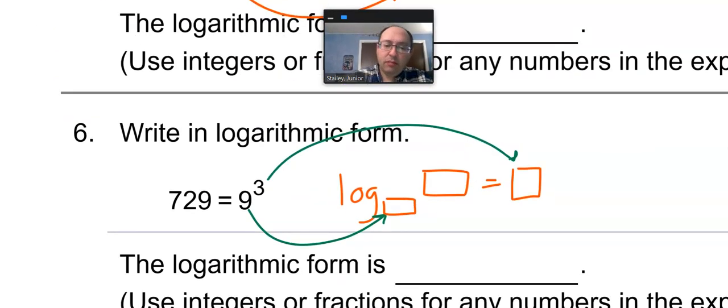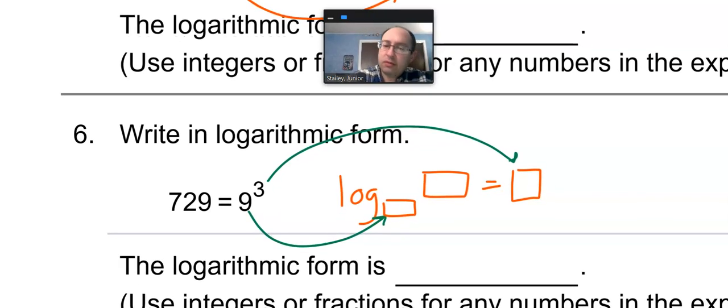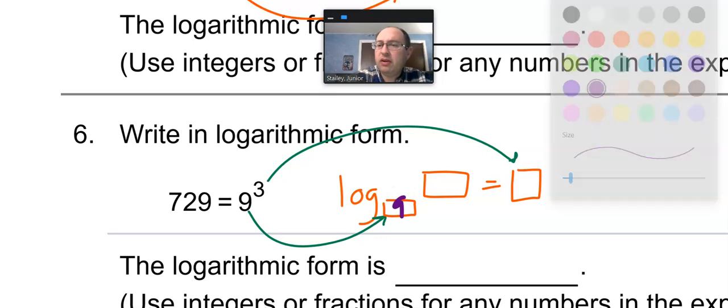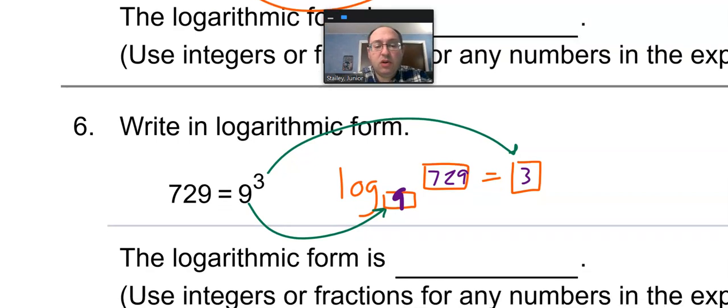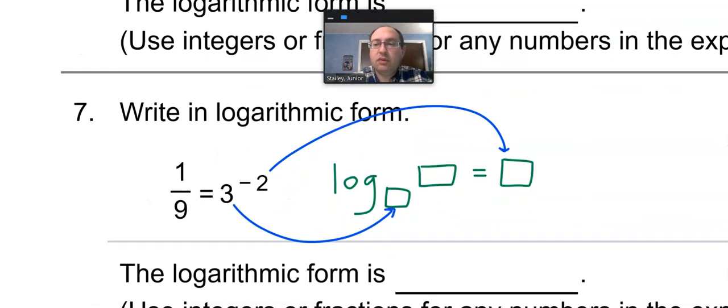Let's do another one. Base is 9, exponent is 3, argument is 729. So there it is. Log base 9 of 729 equals 3. That's it. There's nothing more to that question. They just want me to write it in log form. So over and over again here, folks. Base is 3, exponent is -2, argument that it equals is 1/9. So log base 3 of 1/9 equals -2.